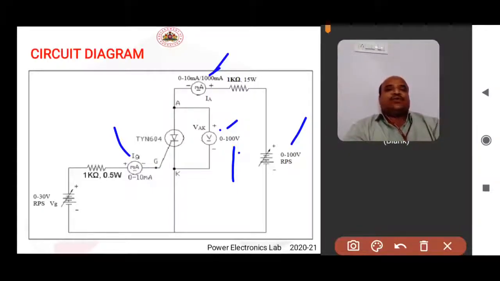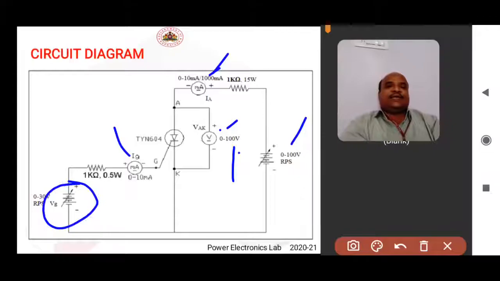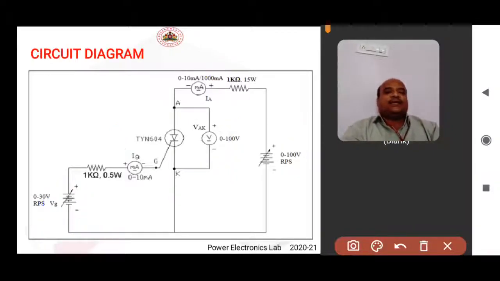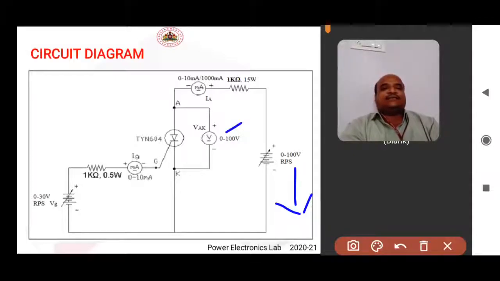Then to measure the holding current, you have to switch off the gate supply and reduce the supply voltage till there is a rise in the voltage. So when the device is conducting, the voltmeter will show a very small value, around 1 volt. Then as you reduce the voltage, there is a slight increase in the voltmeter reading. That means here SCR is turned off.